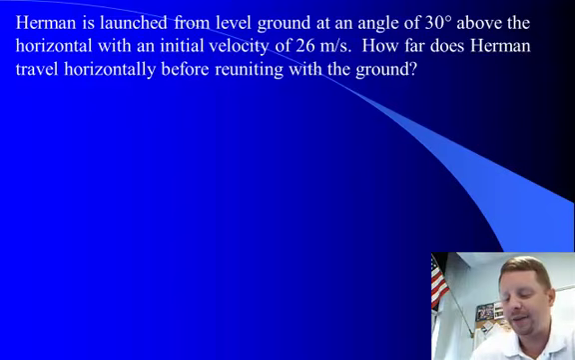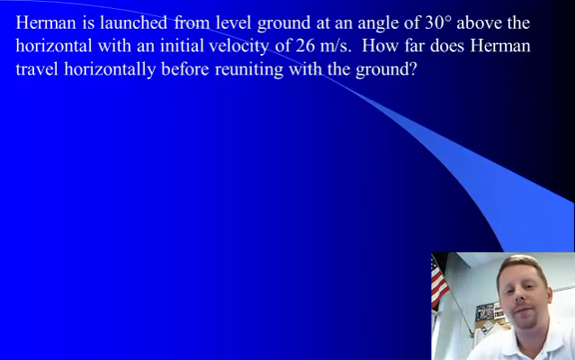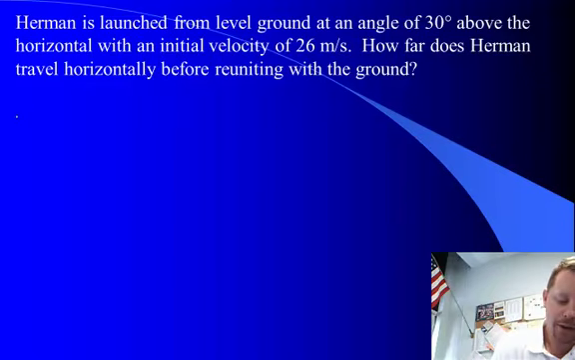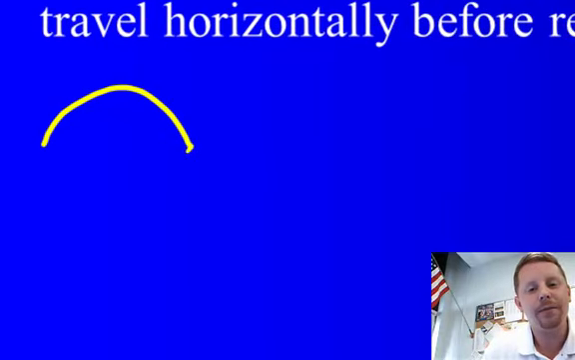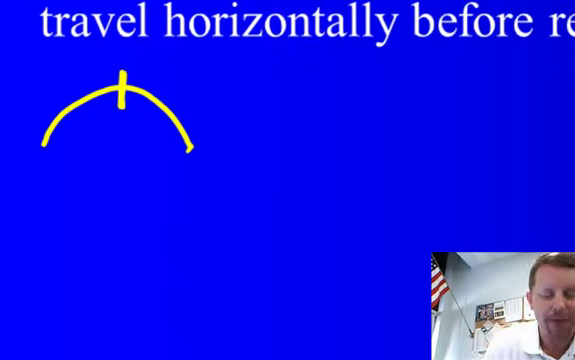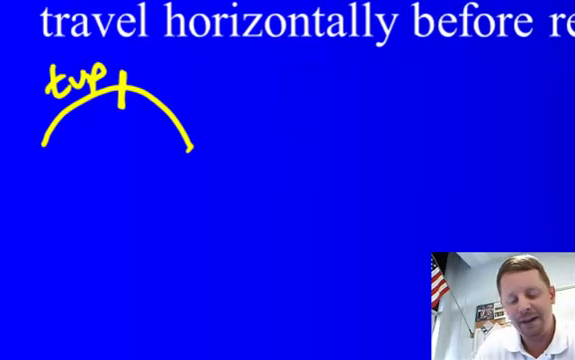Herman launched from level ground at an angle of 30 degrees with an initial velocity of 26 meters per second. How far does he travel horizontally? Well, this time, since we know a little bit more about projectile motion, let's use our heads and realize we need to figure out how long Herman's going to be in the air. One of the first things we can do is realize he's going to go up and come down. Well, if we want to make life a little bit easier for ourselves, why don't we just look at the time it takes him to go up? If we do that and double it, that'll give us the total time Herman's in the air.